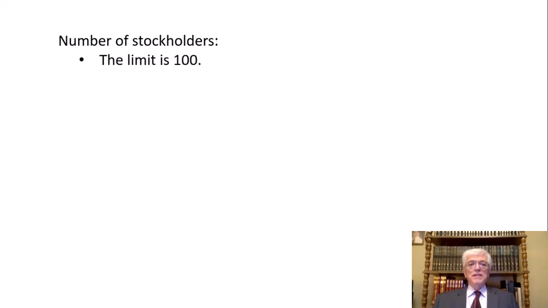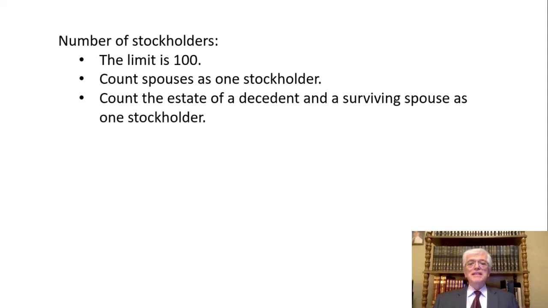The number of stockholders, we said the limit is 100. You can count spouses as one stockholder as long as they remain spouses. So if you have exactly 100 stockholders, counting husband and wife as one stockholder, and they get divorced, now you've got 101 stockholders and you no longer qualify as an S corporation. Count the estate of a decedent and a surviving spouse as one stockholder. So it wouldn't be fair to say, nope, it can't be an S corporation anymore because one of the spouses died.